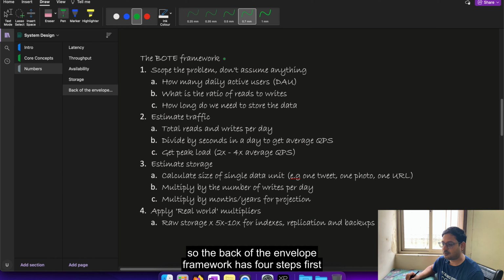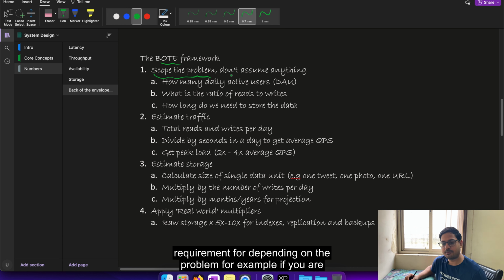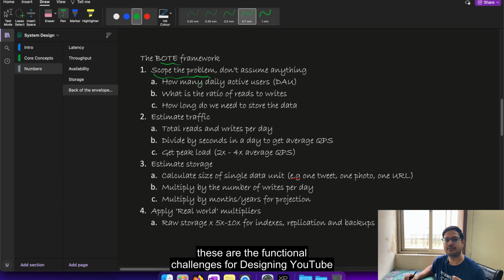So the back of the envelope framework has 4 steps. First step is to scope the problem. Any design problem will have 2 parts: one is the functional requirements and another one is the non-functional requirements. So you will solve the functional requirement part depending on the problem. For example, if you're designing YouTube, you will be looking at video processing, video uploading, downloading, streaming and things like that. These are the functional challenges for designing YouTube, right?